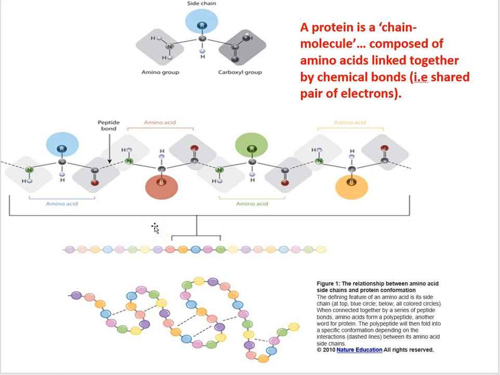And incidentally, when we eat protein in our diet, in our stomach, there are proteins that can break these peptide bonds to digest the protein into amino acids. And then amino acids can be absorbed into the blood and sent around to our cells as a nutrient.